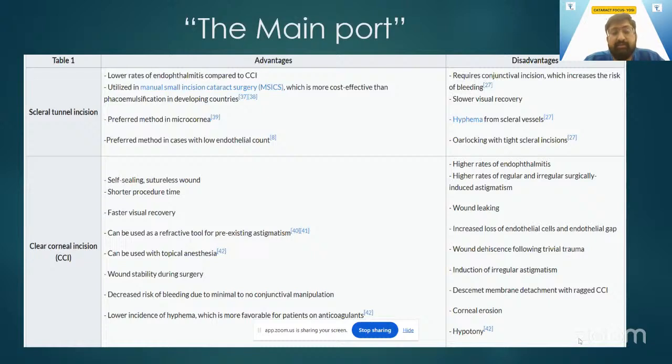One of the things that is more important is that in case of microcornea it is preferable, and in case of low endothelial count, it's always a very good thing to go for a scleral tunnel incision. The disadvantages will obviously be that it increases the chance of bleeding. There's a little messy work field, and most of the people would come across hyphemas if a badly done scleral incision is made.